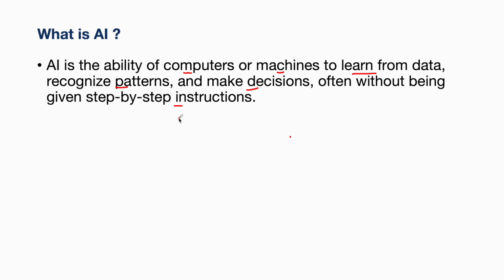In conventional programming, you are giving step by step instructions. Everything is written in the program. Here in AI, you provide the data and patterns. Based on that, the machine will learn. You are not providing step by step instructions to the machine, right? That is why it is called artificial intelligence. It learns by looking at the data, somewhat similar to how human beings learn from data.